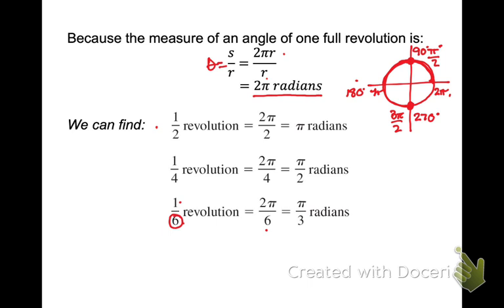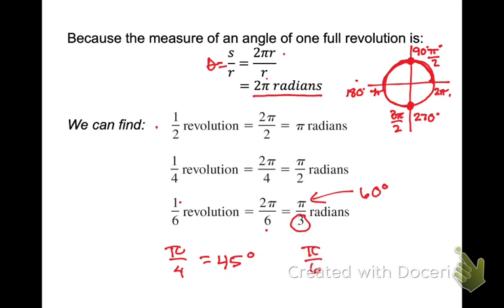Actually, I'm sorry. Scratch that. How many times does 3 go into 180? 60. So pi over 3, guess what? Is 60 degrees. So if I ask you pi over 4, how many times does 4 go into 180? 45. So it's 45 degrees.